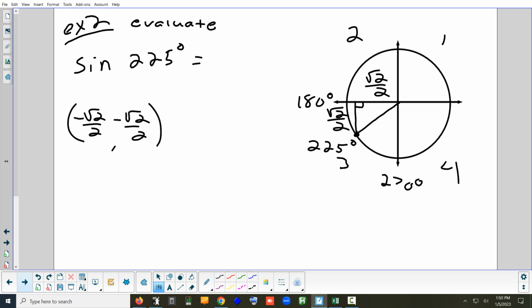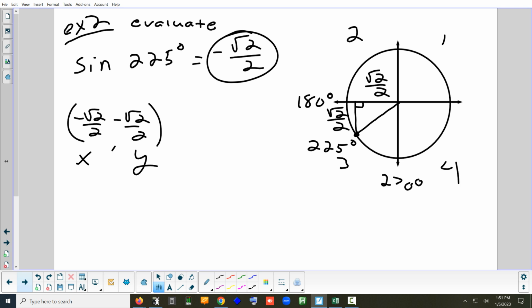It's Y. So the definition of sine is the Y value. In this case, the Y value is negative root 2 over 2. Sine and cosine are the only two. You don't have to do any arithmetic. Okay. Any question on that?